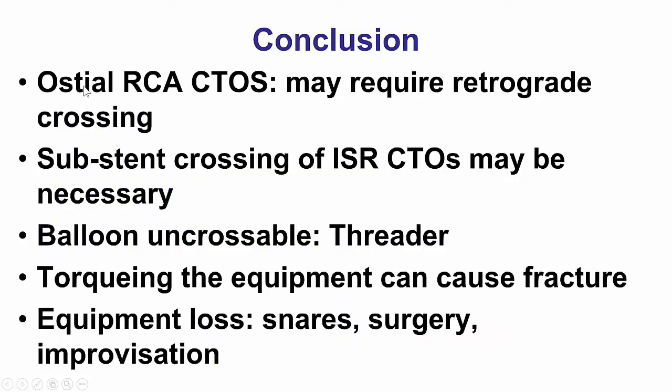So in summary, when we have ostial RCA CTOs, the retrograde crossing may be needed. When we're unable to cross within the true lumen, inside the previous lumen and stent, going around the stent and crossing the previous stent is an option that was successfully done in this particular case. The threaded catheter can be very useful for balloon uncrossable lesions, and then torquing and potentially kinking the equipment can cause fracture that then requires retrieval of the fractured balloon catheter.